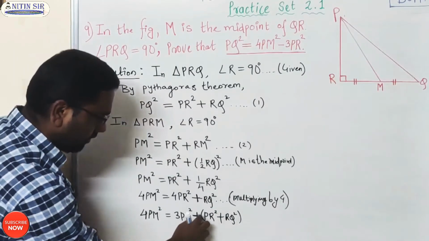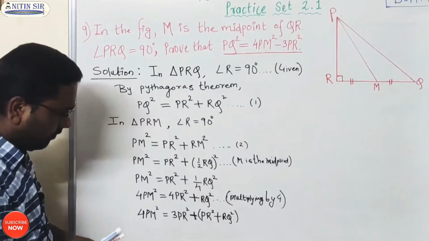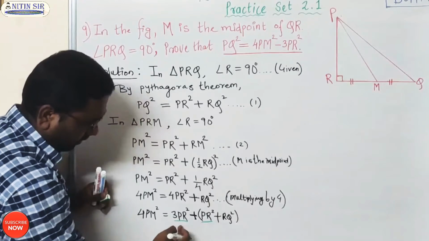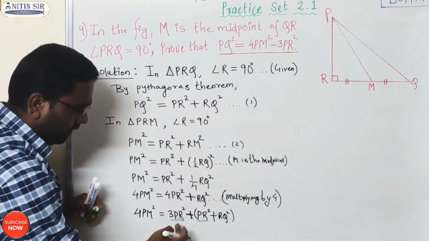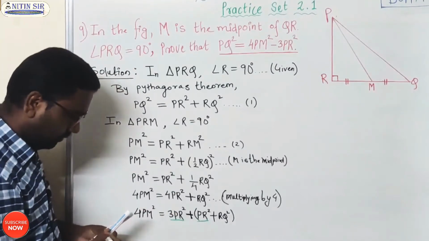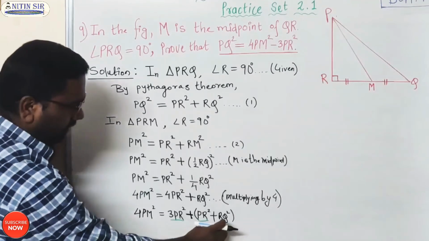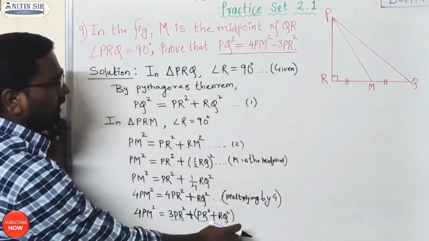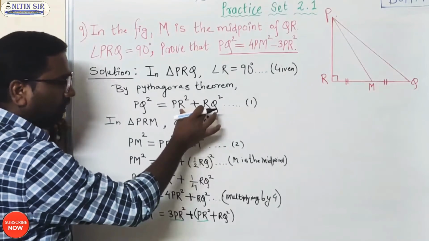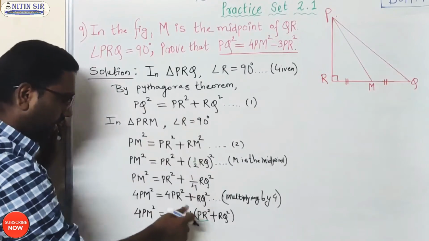Yes. So see, 4 PR square is there. What we have done, 4 PR square, here we have written 3 PR square plus 1 PR square. So 3 PR square plus PR square will become 4 PR square. No problem. So if you look, this PR square plus RQ square, it will bring you here. See, PR square plus RQ square. What is this? So PR square plus RQ square is equal to PQ square. So we will write here.